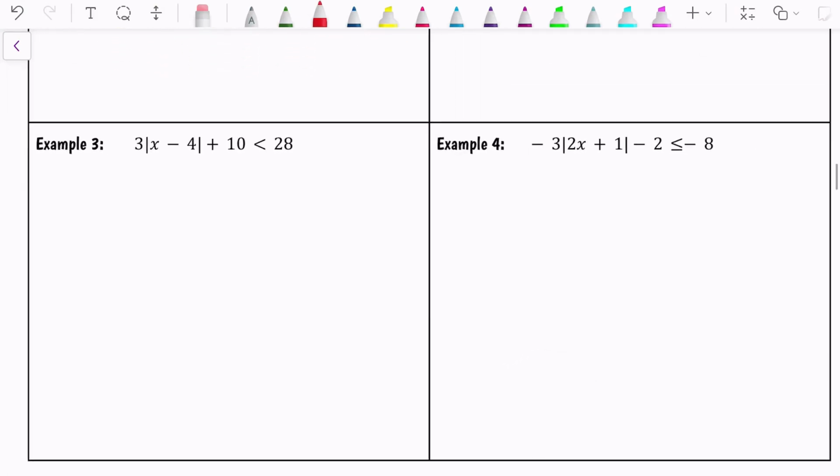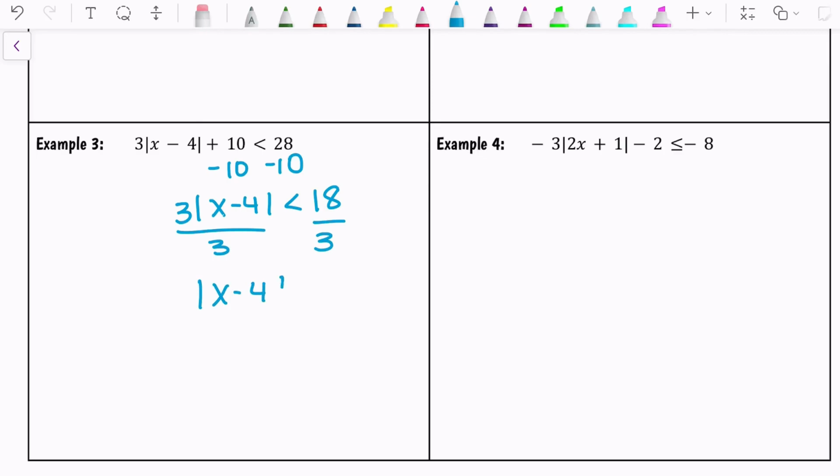I have example 3. I'm going to take 10 away. I want to isolate that absolute value. I'm now going to divide by the 3. And then I'm going to stop and think about the scenario. And the scenario is, can the absolute value, a positive number, be less than 6? And the answer is yes, it can be less than 6 because there are positive numbers that are less than 6, such as 5. So I split it into 2.